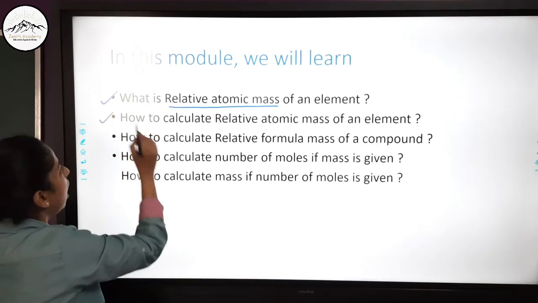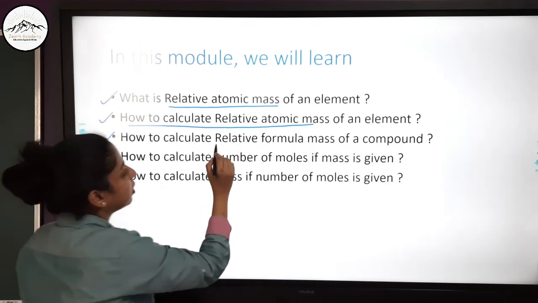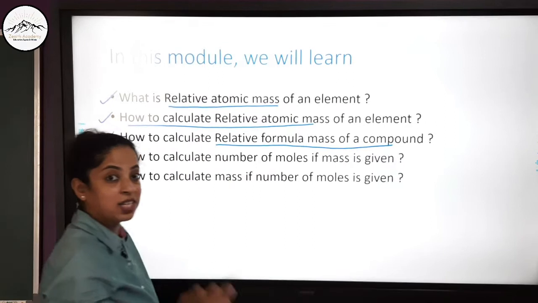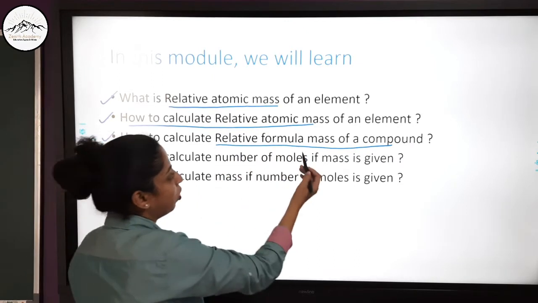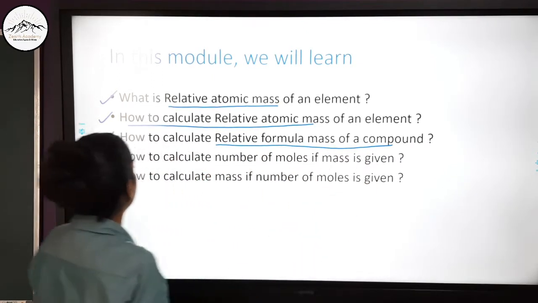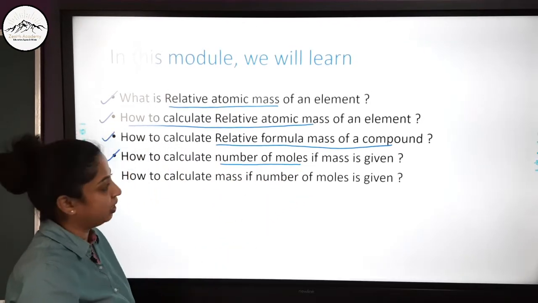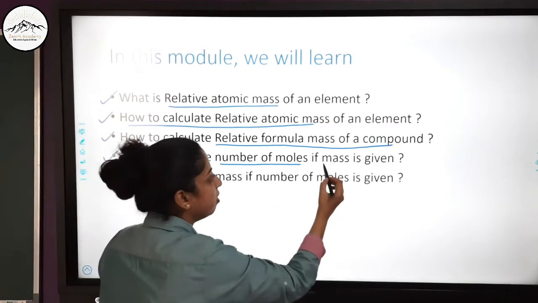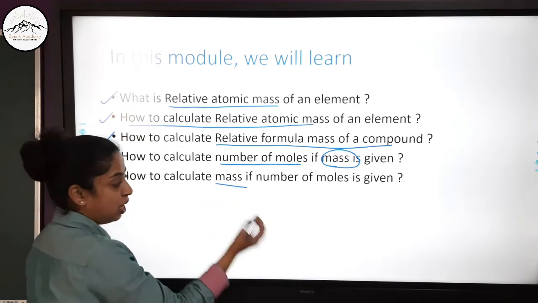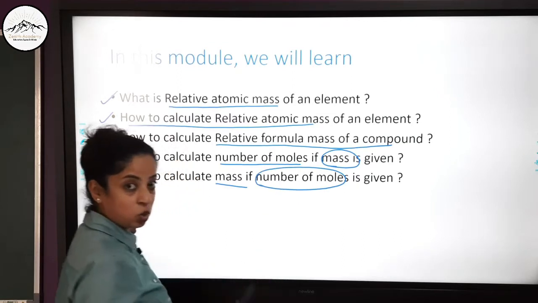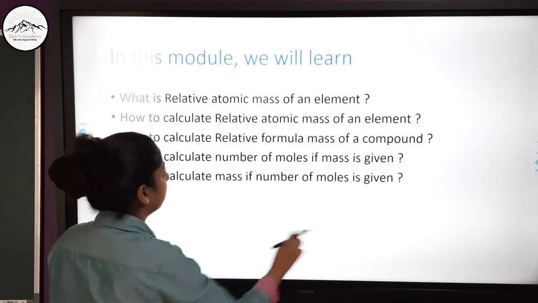Now children, in this video module we will study what is relative atomic mass. Then we will study how to calculate relative atomic mass of an element. Then how to calculate relative formula mass of a compound. If there is a compound, the formula mass is nothing but molecular mass. So how to calculate relative molecular mass of a compound or relative formula mass of a compound. Then how to calculate number of moles. I will tell you what moles exactly are and how to calculate the number of moles if mass is given, and also how to calculate mass if the number of moles is given. So we will basically deal with the relationship between mass and number of moles here in detail.